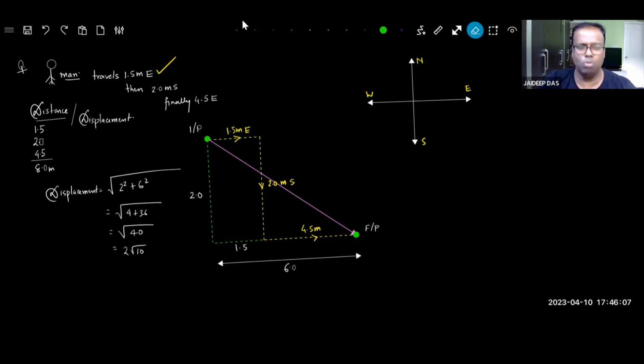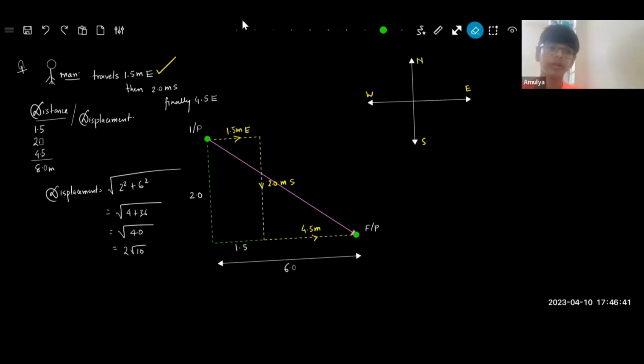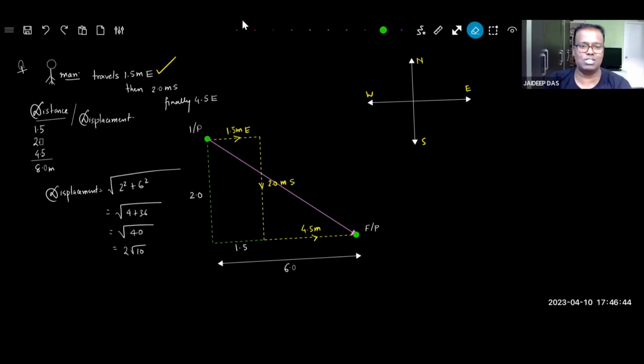Okay, now I'm giving you a problem orally. Start thinking. A man travels 2 kilometers east. Thereafter, he travels 2 kilometers north. Thereafter, he travels 2 kilometers west. Thereafter, he travels 2 kilometers south. Think in your mind, close your eyes. What is his displacement? Zero. What is the distance? Eight kilometers. It's actually a square that he has traveled. Did you understand?